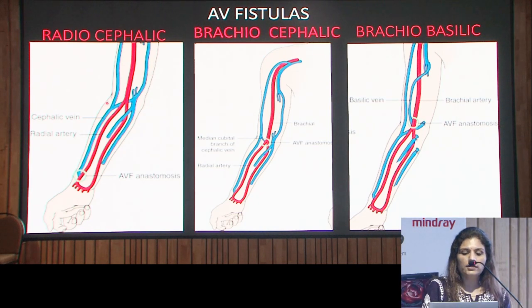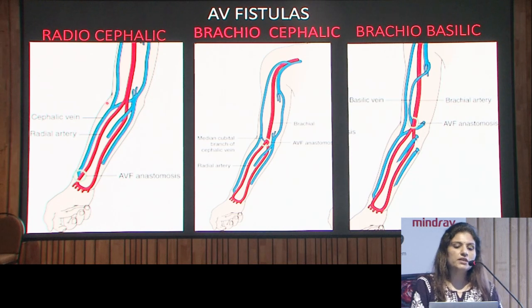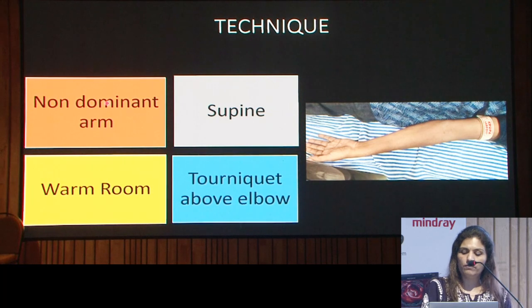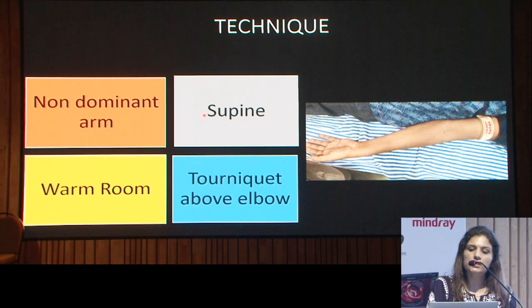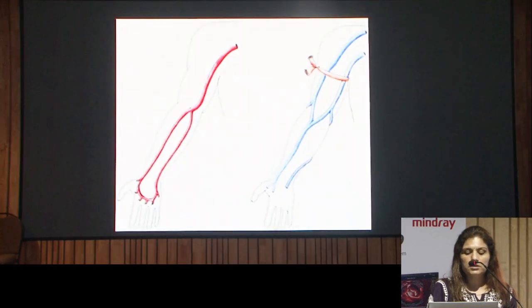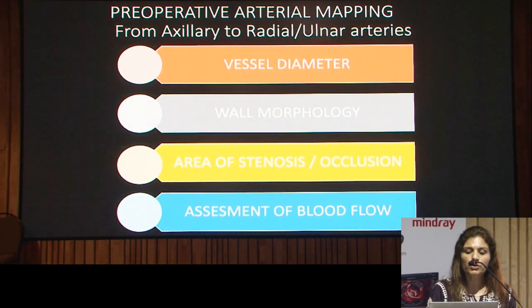You all know these 3 are the commonest type of fistulas, and amongst these 3, the commonest one is radiocephalic, followed by brachiocephalic or brachiobasilic, only done when these 2 are not possible, because that is a 2-step procedure. The non-dominant arm is the one which is preferred, supine position, and importantly you need to tie a tourniquet above the elbow level. So artery and veins both are mapped after the tourniquet is tied.